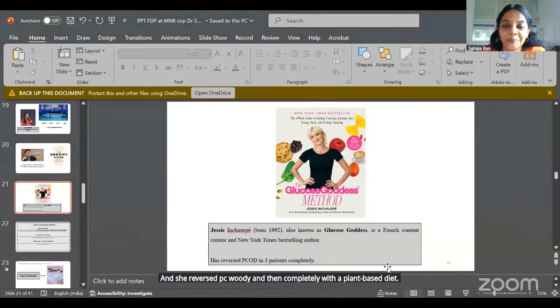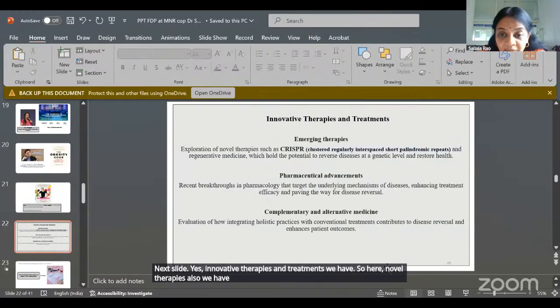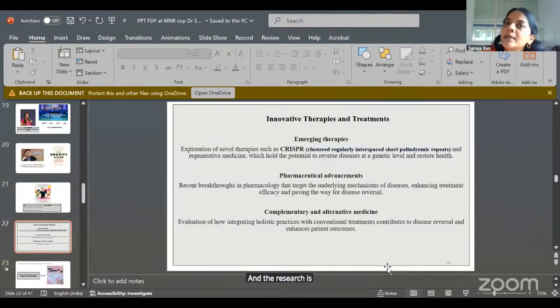Next slide. Yes, we have innovative therapies and treatments. Here, novel therapies also exist at the genetic level, and recently even for sickle cell anemia. I think all of you know about sickle cell anemia. It's a genetic disorder. Now scientists have even tried to reverse it, and the research is thoroughly being carried out. At the genetic level also we can do wonders.